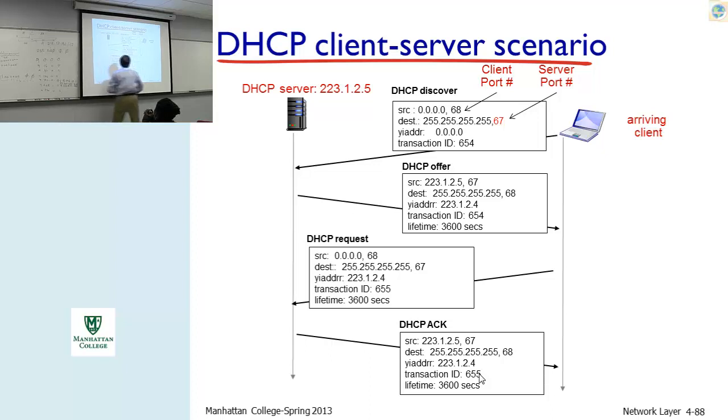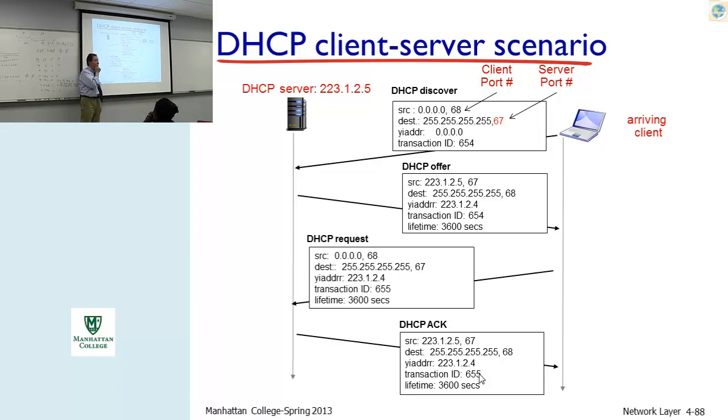Then you now request that IP address. Again, you don't have any IP address, and you put a broadcast again, and you say that now I formally request this IP address. This is the transaction ID. The transaction ID changes. And then there's a time, and then you acknowledge that. Still, the destination is still broadcast. You acknowledge that, and then this transaction ID, time, and then you can work. And there is other information that you exchange.